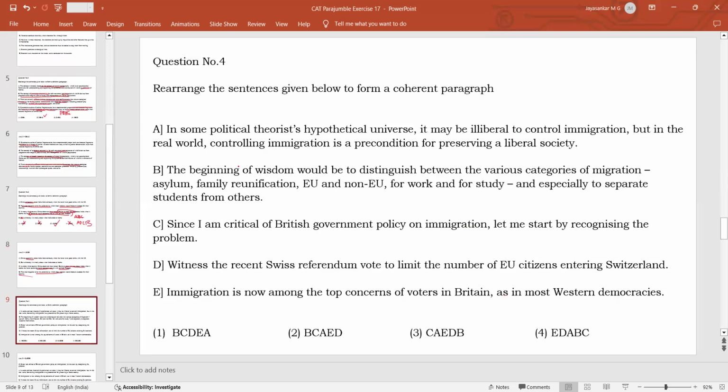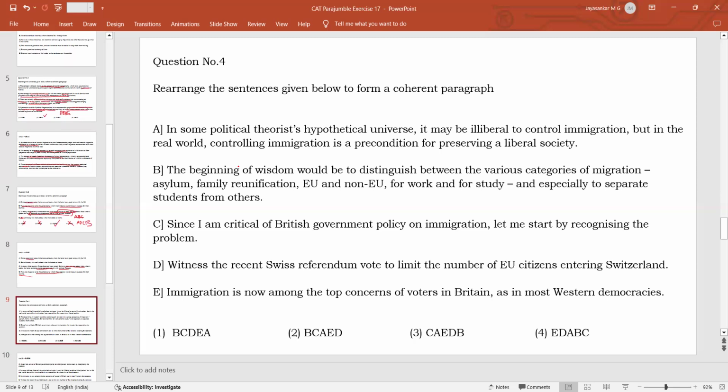All right, question number 4. Question number 4 is talking about immigration, whether immigration should be controlled or not controlled. The discussion is going on in Europe and in Great Britain. People are divided on the issue of immigration. So this is the subject that is being talked about here.